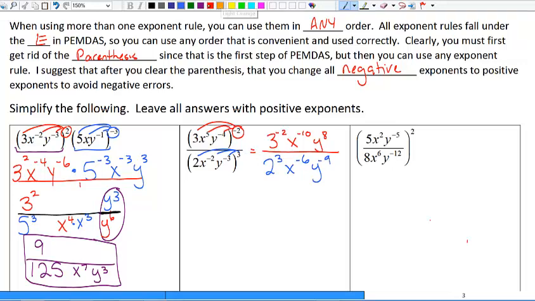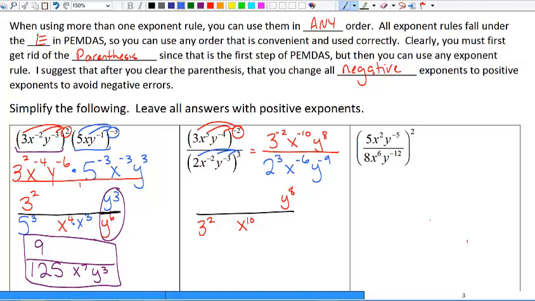After I've gotten rid of the parentheses, because that's the first step of PEMDAS, I need to make all of my exponents positive. So my red numbers in the numerator, 3 to the negative 2 is going to move downstairs to become happy. X to the negative 10, he was not happy where he's living, so he's going to move downstairs. And y to the 8 was living upstairs. They're happy about it, so they're going to stay there.